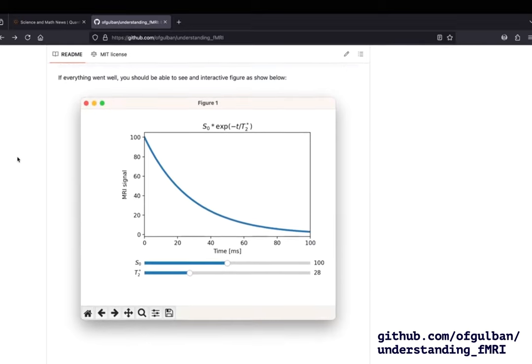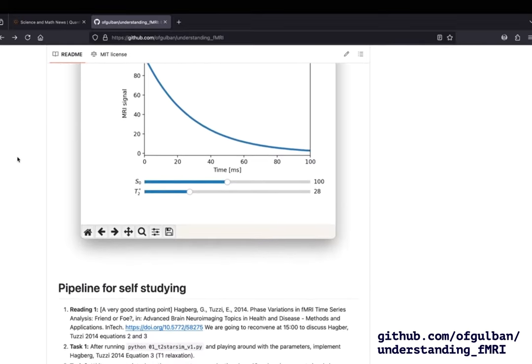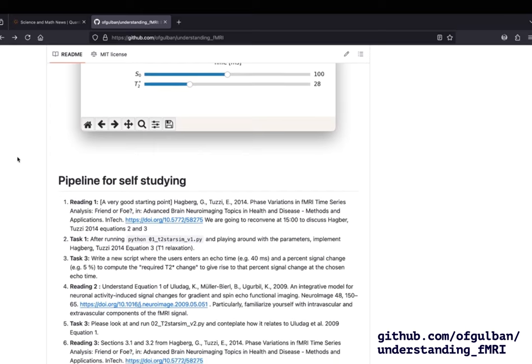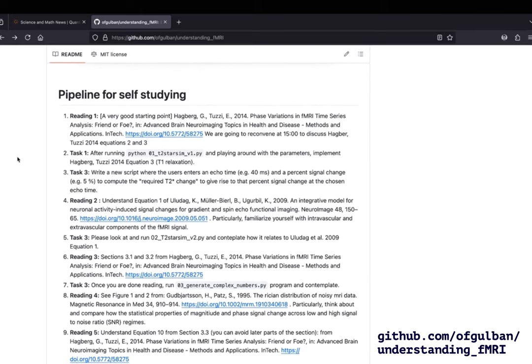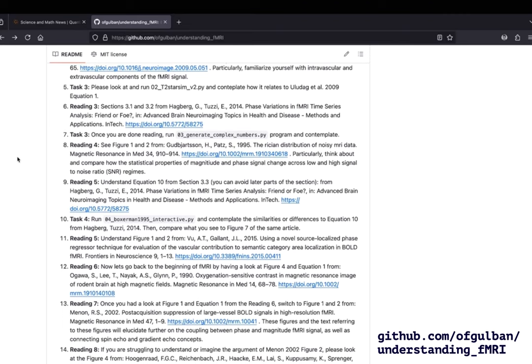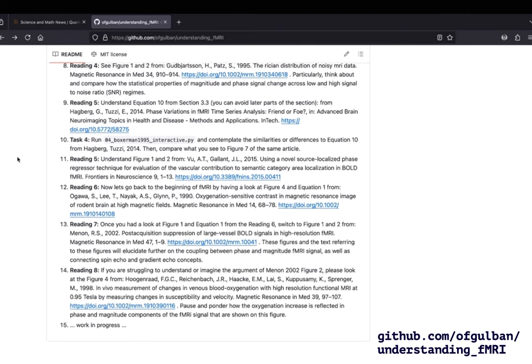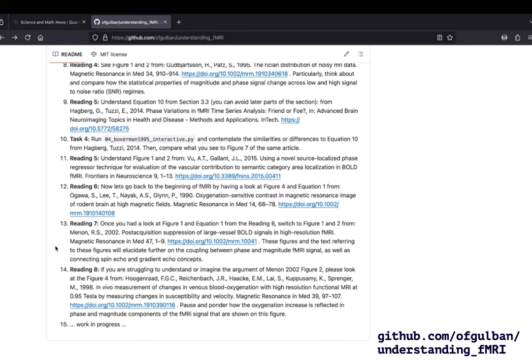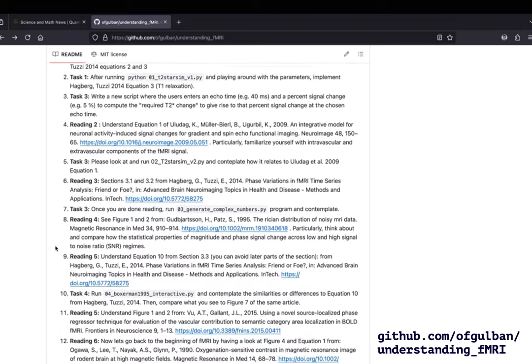You can see that we have created a reading list together with some tasks to go through to understand the core parts of the fMRI signal. And our unique perspective in this project was to actually not just use some manuscripts or handbooks or textbooks to understand the fMRI signal, but use programming first.